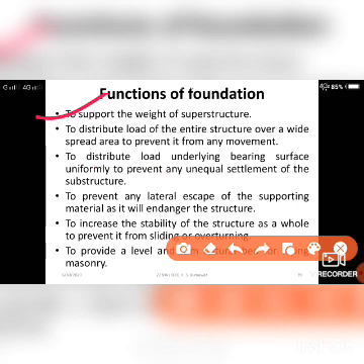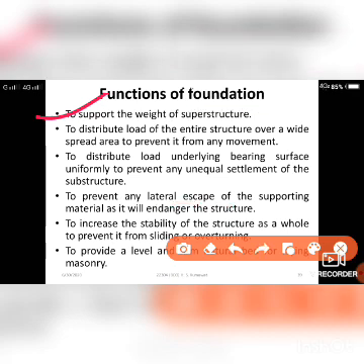Next, it prevents the lateral escape of supporting material. While the footings or foundations come across the water table, the soil underneath is liable to be removed. To avoid this phenomenon, the lateral escape is prevented with the help of this foundation.